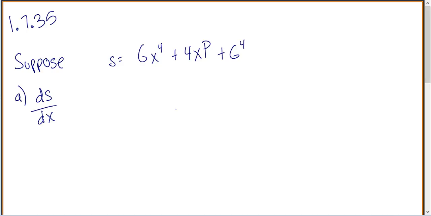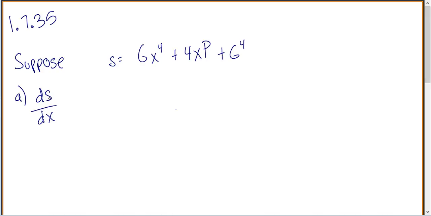So this is a problem where we want to take the derivative, but with respect to just one variable. When you look at this problem, we have s equals g x to the fourth plus 4xp plus g to the power 4. So we do have multiple variables. We have a g, an x, and a p. So there's 3 different variables.